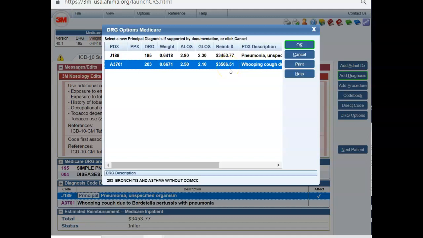So one thing to remember is that you're going to code what they came in for. After it was chest x-ray, it was pneumonia. Okay? You further describe that pneumonia by the whooping cough, the pertussis. So that's secondary. So yes, you would make more money by putting the whooping cough first, but you're going to go with the pneumonia.